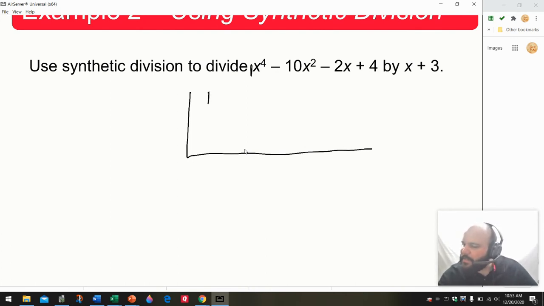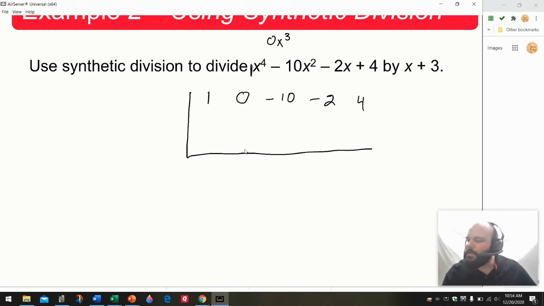Now, the next thing to notice is there is no x cubed term. It goes straight from x to the fourth to x squared. When this happens, you must put a placeholder in of 0, okay? Because that 0 actually represents 0x cubed. That is important. You cannot skip that or you won't get the right solution. Now we're going to move on to the x squared. You can see the number in front of the x squared is a -10. So I'm going to write -10 right here. And then we're going to move on to x. You can see that number is a -2. And then the last number is 4.